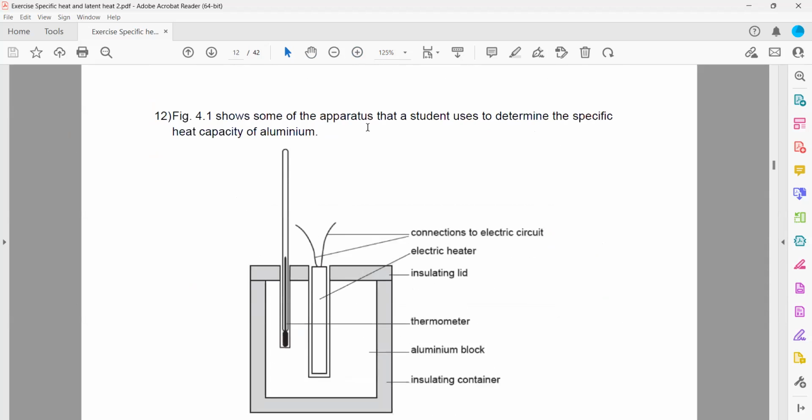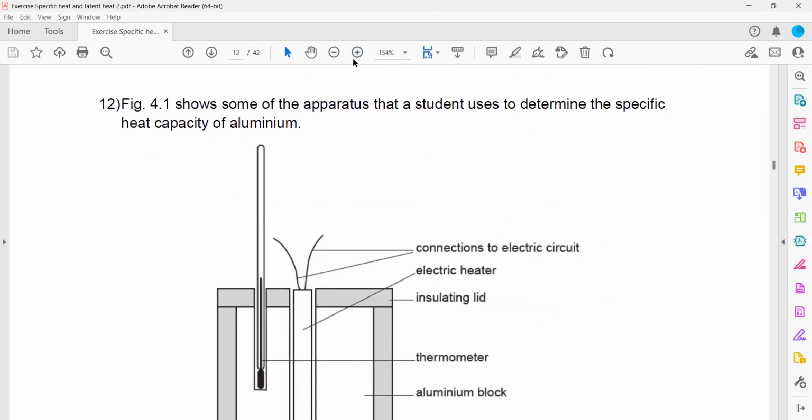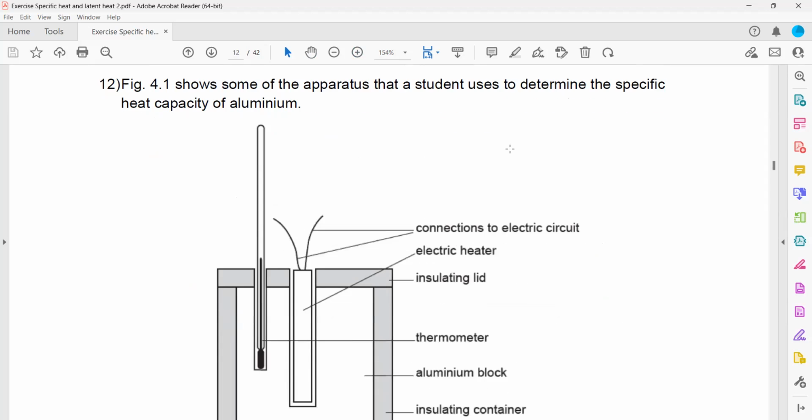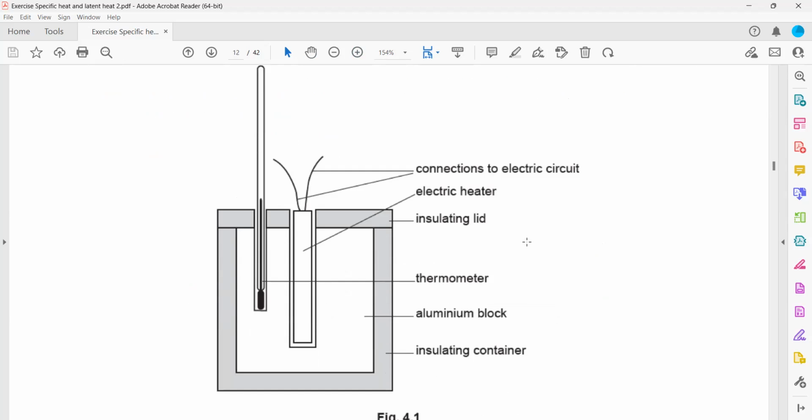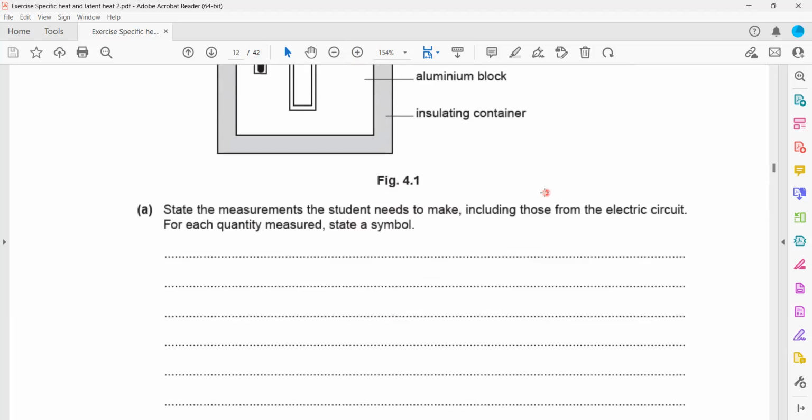A similar question is there. Most of the questions are either calculation of the specific heat or how it can be done practically. Figure 4.1 shows some of the apparatus that a student used to determine the specific heat capacity of aluminium. You can see here, insulation is also used. What is the purpose of insulation? It prevents the heat loss. It traps the heat, does not allow heat to escape, so we get a more accurate result.